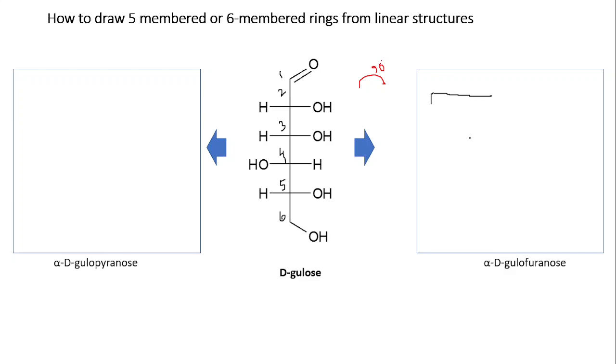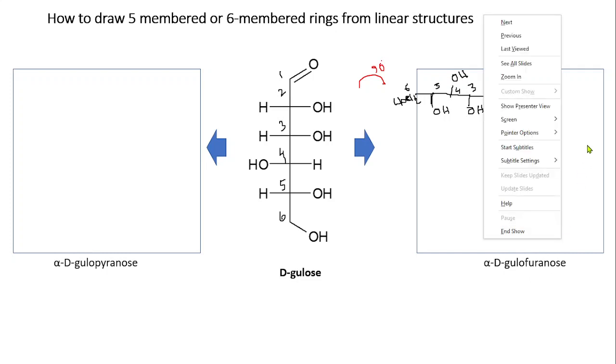So this is number 1, and this is number 2, OH. I'm just going to draw the OH for some time saving. Number 3, number 4, OH pointing up. Number 5, OH pointing down. Number 6, CH2OH. Now we want to draw a furanose, that is, a 5-membered ring.